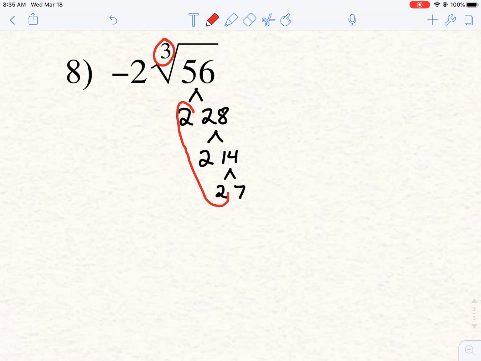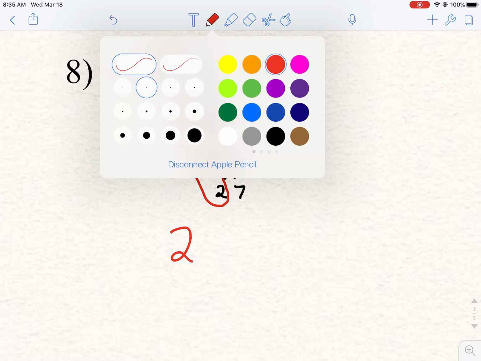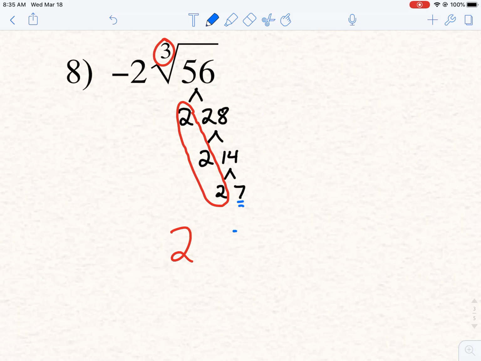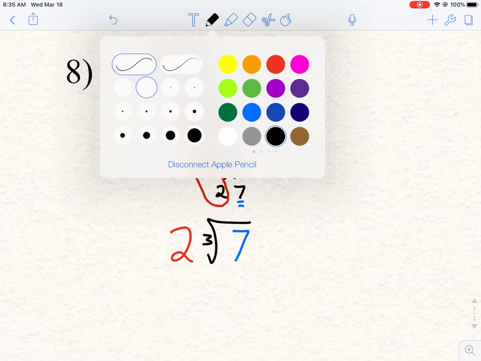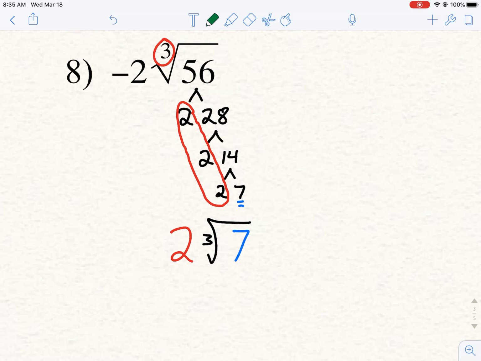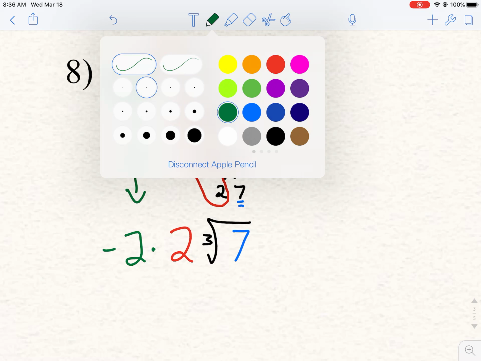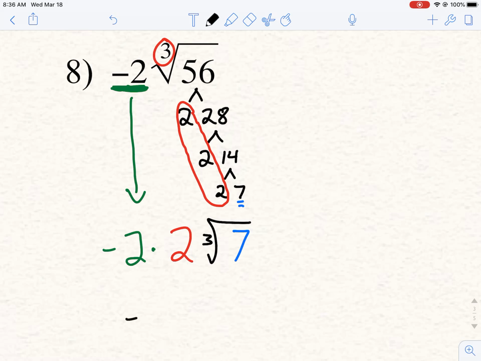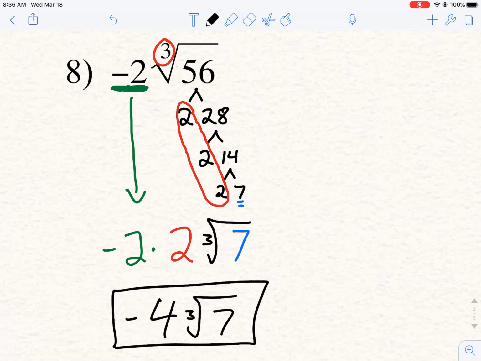Cube root, again, we're taking a group of 3 here. So I've got these 2's. That will come out. This 7 is left over, and it's still inside of my cube root. The only thing that's different about this problem is that I have this negative 2 from the beginning, so that is going to multiply with that 2 that I brought out. Lots of 2's in this problem. So negative 4, the cube root of 7 would be my final answer.